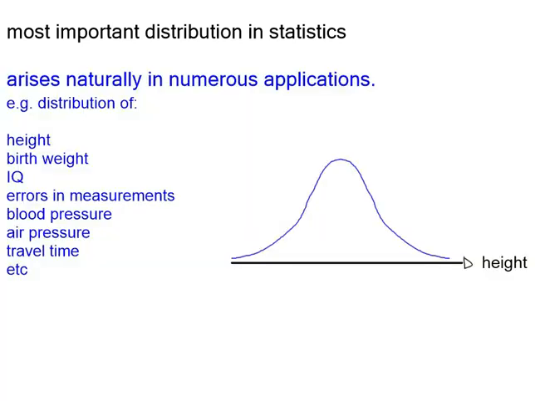The normal distribution is the most important probability distribution in statistics. It arises naturally in many different settings, for example, heights of students, birth weight of children, IQ in various populations, errors in measurements, blood pressure, air pressure, travel time for commuting, and so on. These data variables are continuous and they go on the horizontal scale of a normal distribution.